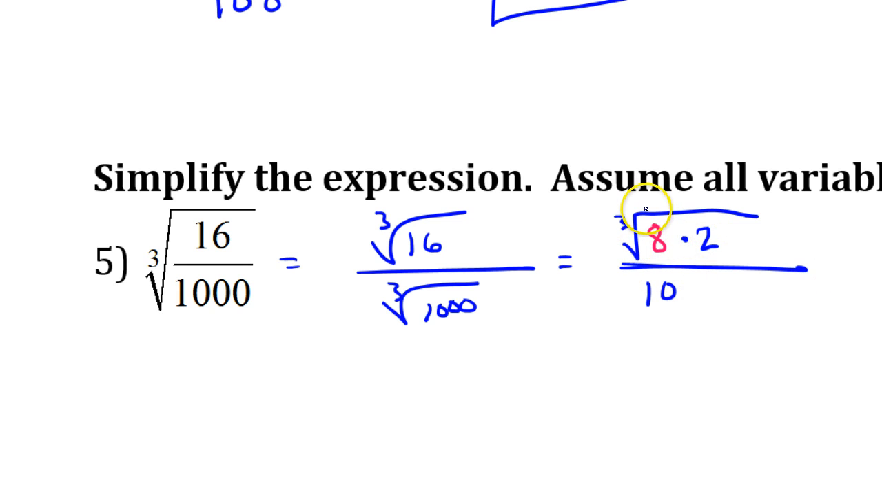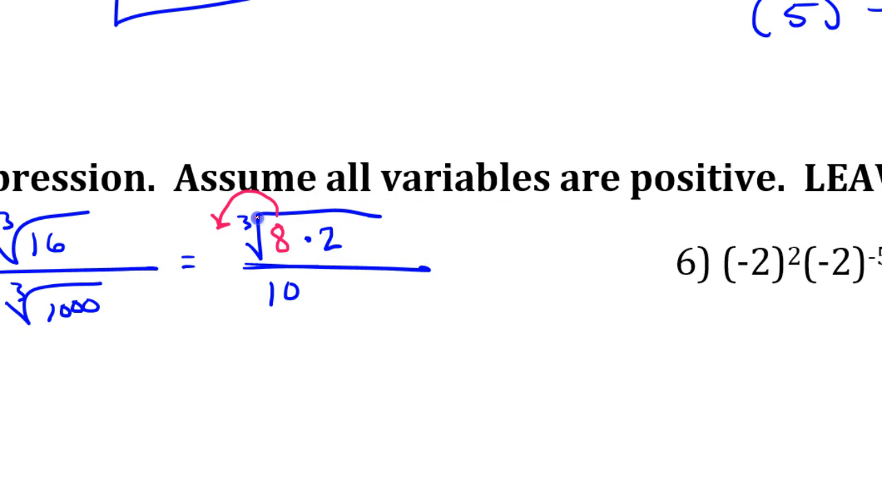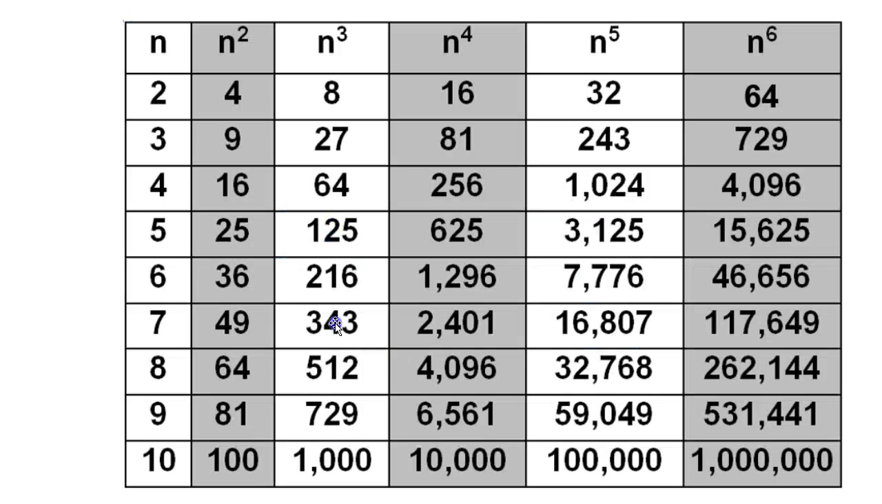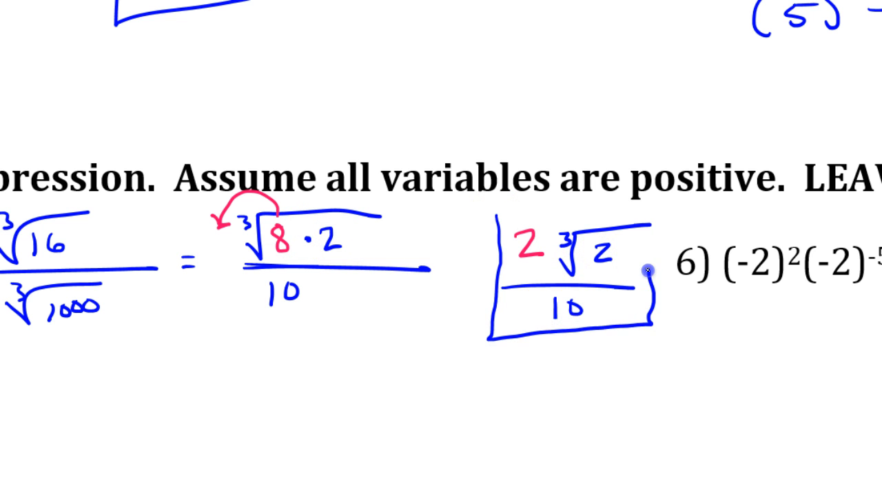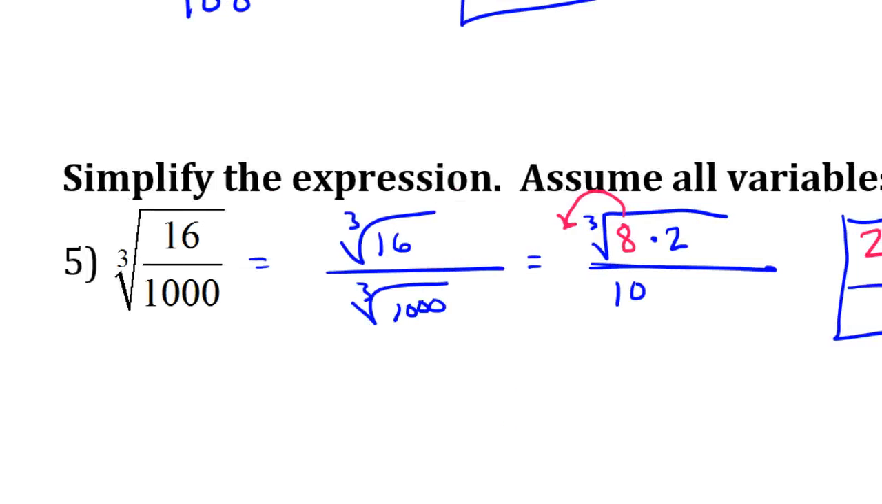Okay? Now, 8 is a perfect cube, so I can take the cube root of 8 and put that in the front. So what's the cube root of 8? Well, the cube root of 8 is 2. So I'm going to have 2 outside the radical. And then that's going to leave the cube root of 2. Alright, that blue 2 right there, cube root of 2 is left behind, and the 10. So that is the answer for number 5.